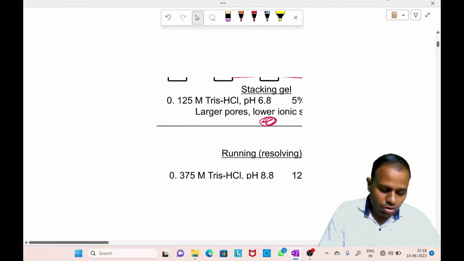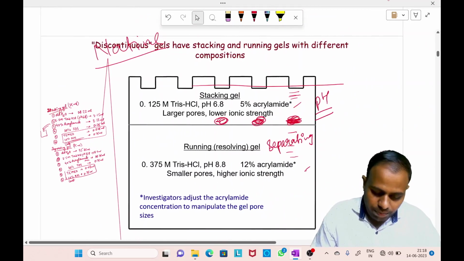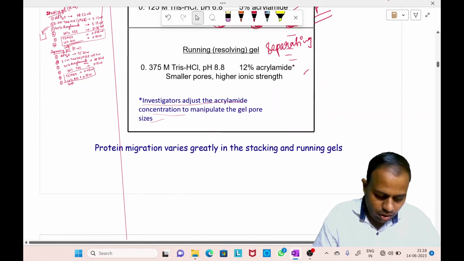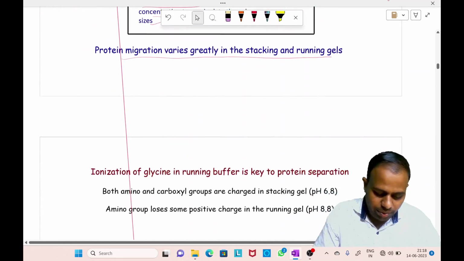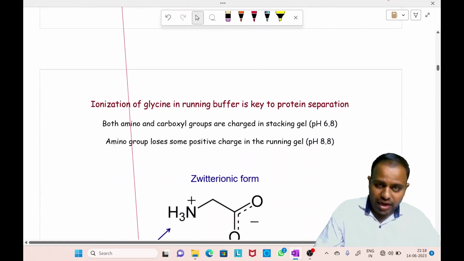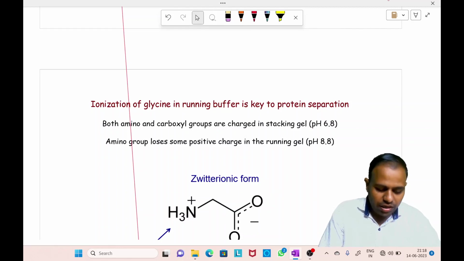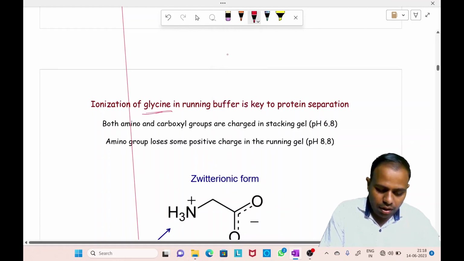Okay, so this is the composition of both the gels as shown here. You can vary the concentration also depending on the sizes you want. The protein migration varies greatly in the stacking and separating gel depending on the concentration. The running buffer which you are using, the electrophoretic buffer, is generally Tris-glycine SDS buffer. It consists of glycine.